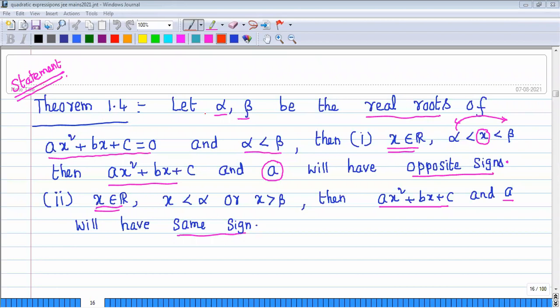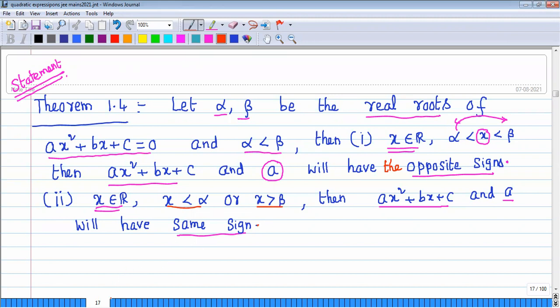Theorem 1.4. Let alpha, beta be the real roots of ax square plus bx plus c is equal to 0, and alpha is less than beta. Then first, if x belongs to R and alpha is less than x, x is less than beta, then ax square plus bx plus c and a will have opposite signs. Second, if x belongs to R, x is less than alpha or x is greater than beta, then ax square plus bx plus c and a will have the same sign.